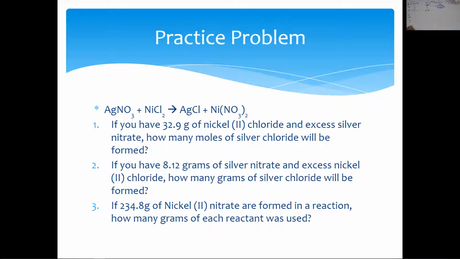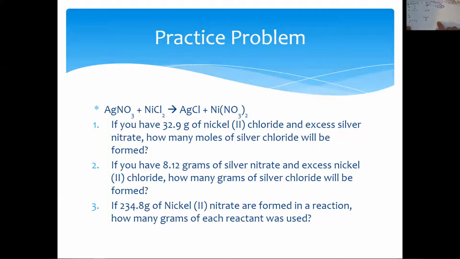Okay. So if you have 8.12 grams of silver nitrate, silver nitrate is right here, 8.12 grams. Okay. And excess nickel 2 chloride, right? So I have excess of this stuff this time. Tons of excess over here. Okay, good. How many grams of silver chloride?